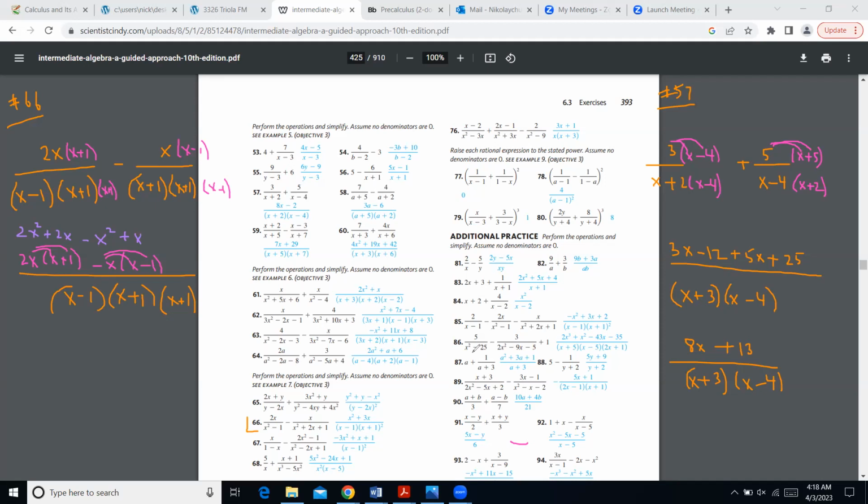Okay, so let's see what the answer is going to look like. My bottom part is still x minus 1 times x plus 1 multiplied by another x plus 1. Right? And then for the numerator, I have 2x squared minus x squared, which is just x squared. And then 2x and another x will be plus 3x. So we put those fractions together and produce the answer.